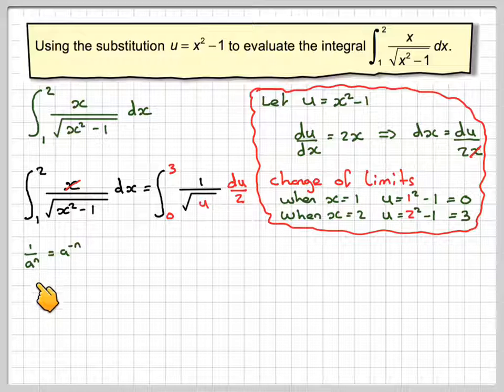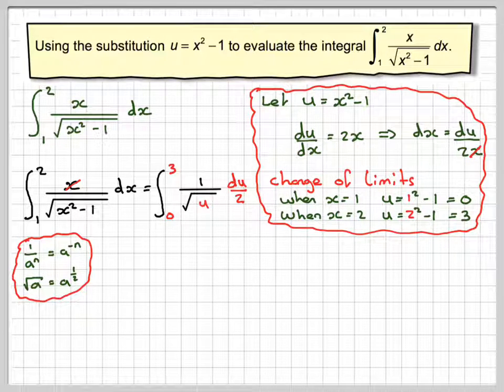Alright, so using 1 over a to the n is a to the minus n, and square root of a is a to the half, this becomes the integral from 0 to 3 of u to the minus half du, and that half can be taken out of the integral sign.